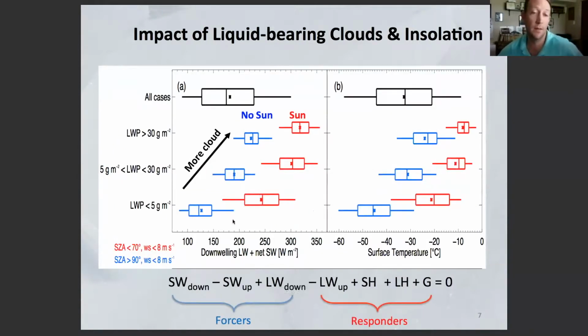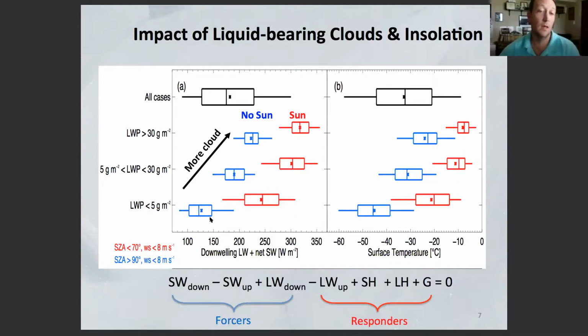So another way to think about this is to think about liquid water clouds. We have liquid water path shown on the y-axis, and once you get to about 30 grams per meter squared, these clouds become opaque in the longwave. And so this really increases the downwelling longwave radiation.